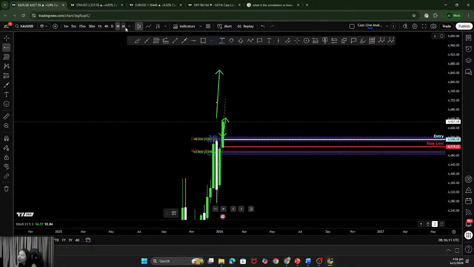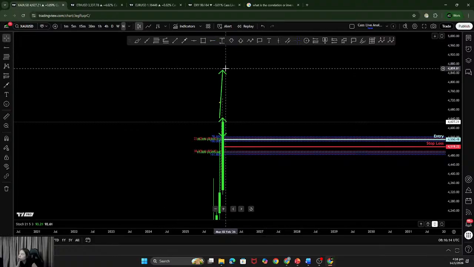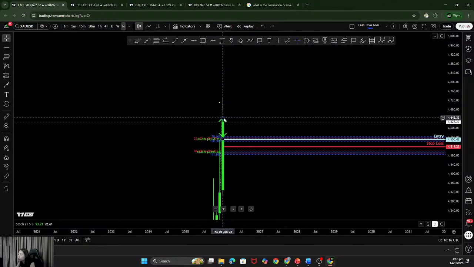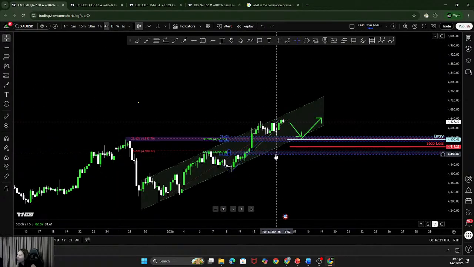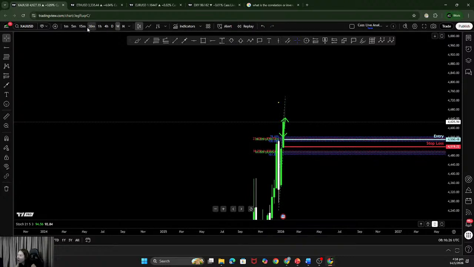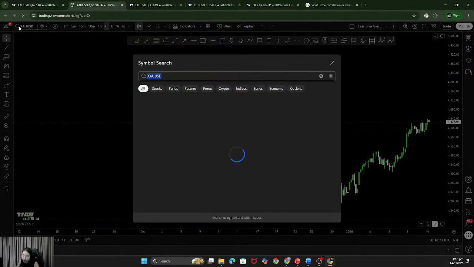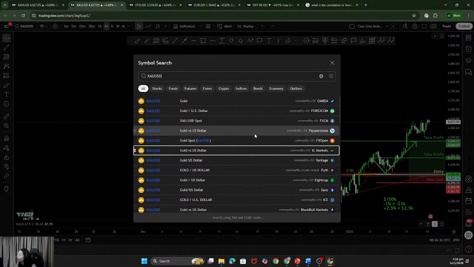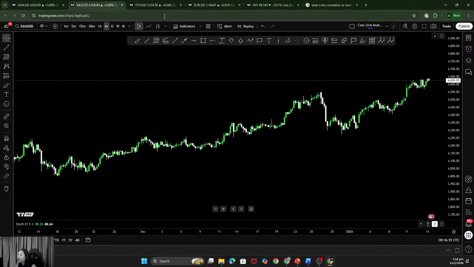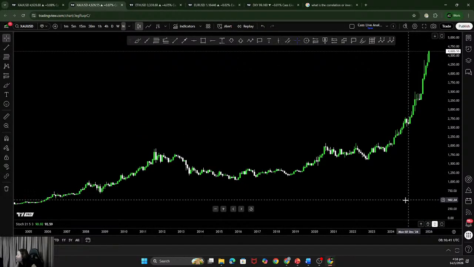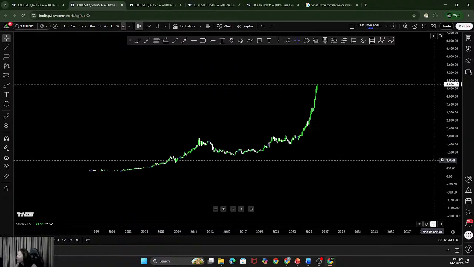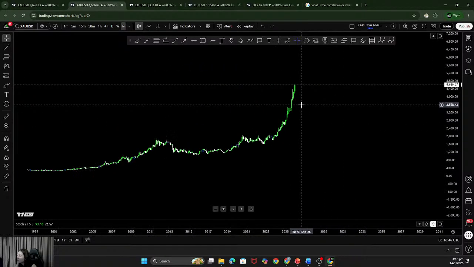currently at all-time high. Gold is currently right now at all-time high. This is the highest number that price has ever been, ever. I'm just going to randomly choose a chart so that I can show you guys what I'm talking about. See, this is the monthly. Gold is currently at the highest point that it has ever been.